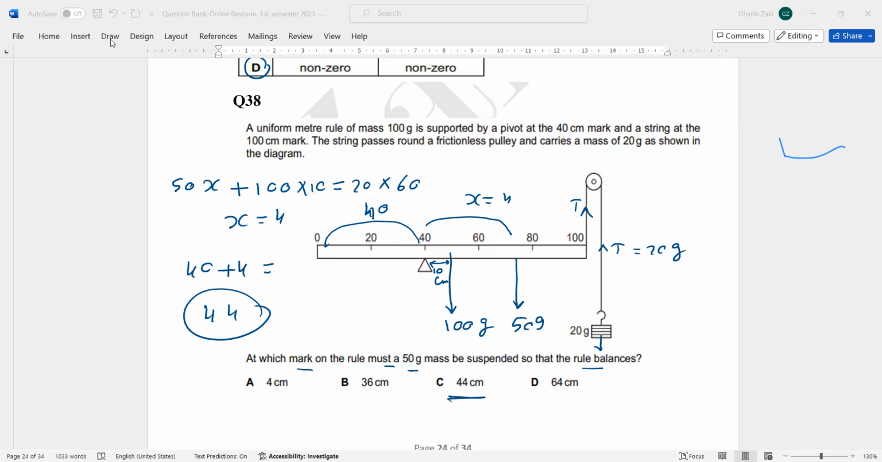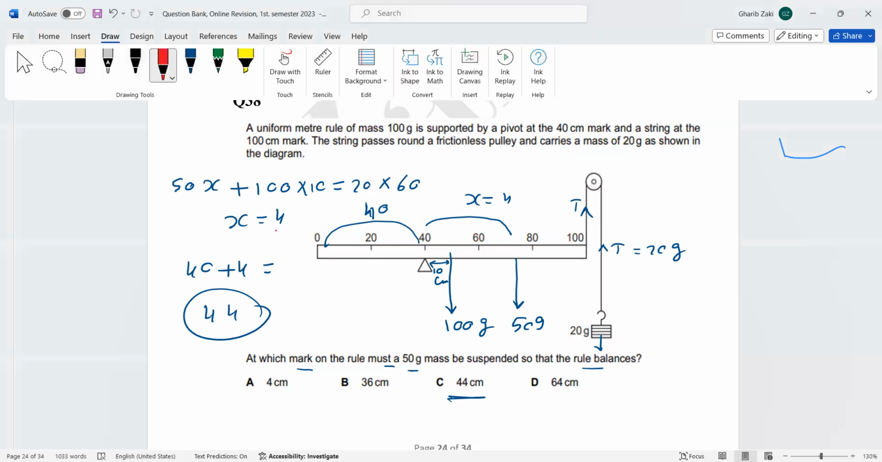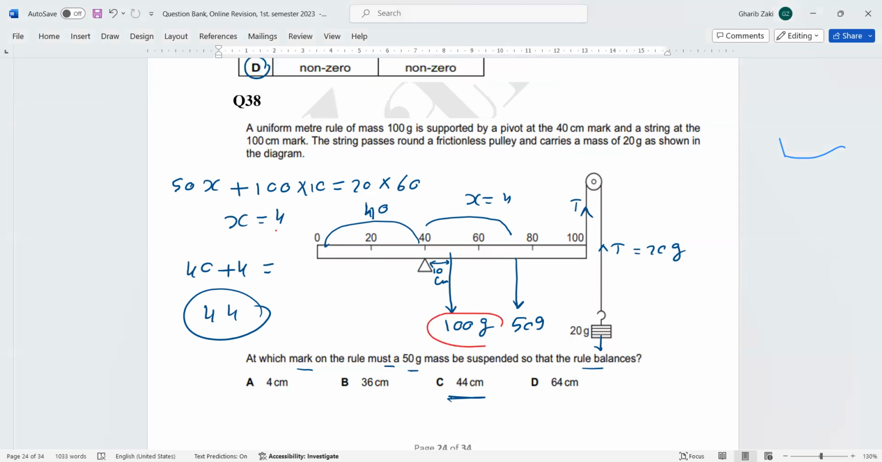So the weight acts at the middle. The middle is at 50 from the beginning, and the pivot is at 40. 50 minus 40 equals 10. So the distance from the pivot is 10. Let the mass of 50 gram be at x from the pivot. So this distance is x. We need this x.